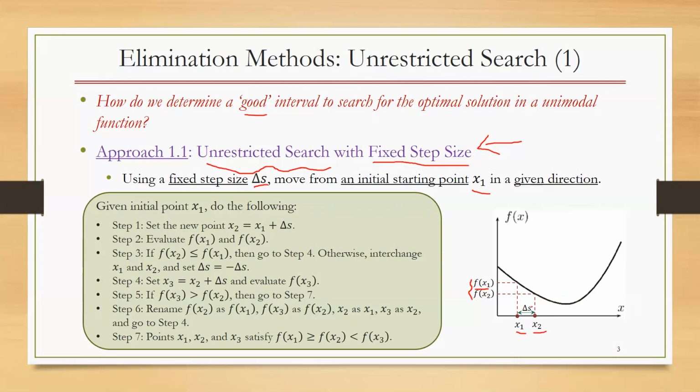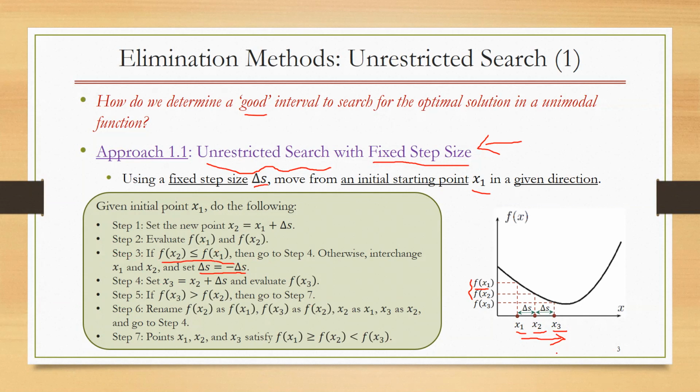Now, if the functional value of f of x2 is lesser than or equal to f of x1, then what you do is go to step 4. And what is step 4? Step 4 says, okay, find another point, x3, which is again x2 plus delta S. So keep in mind that you move in that direction, okay? So this point is something that you have to keep in mind. At some point, you may need to even change your direction. So I'll keep doing this as long as this condition holds, okay?